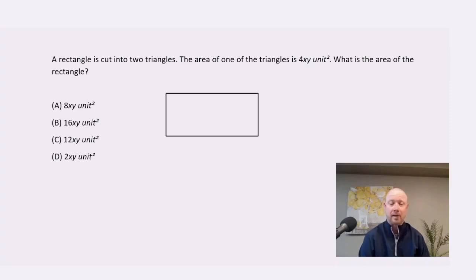All right, so I have a rectangle shape on the screen, and I'm going to divide this into two triangles across here and make two triangles. And it says the area of one of the triangles is 4xy. Well, when we divide the rectangle into two triangles, these two triangles are equal to each other. So if one of the triangles is 4xy, the other triangle has to be 4xy.